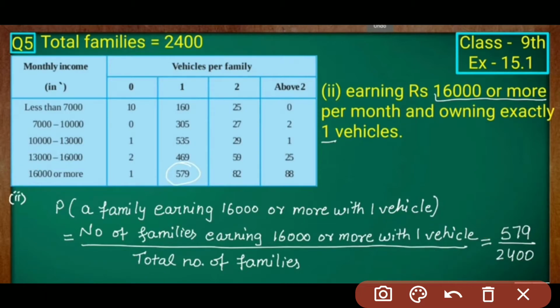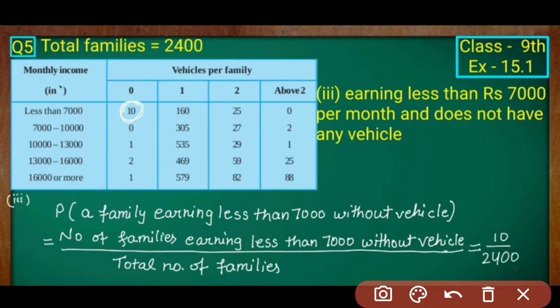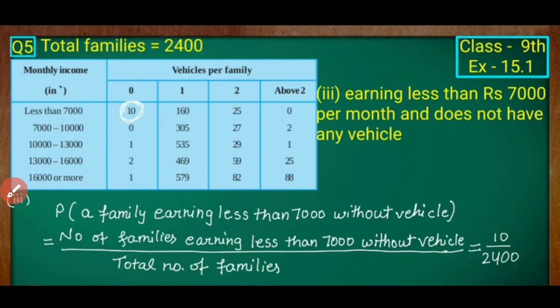Third condition we come across states: earning less than 7,000 per month and not having any vehicle. First condition, less than 7,000 per month, and the number is 10. That is, the number of families having less than 7,000 earning source and no vehicles is 10. So 10 out of 2400, which we reduce by cancelling the 0s, gives 1 upon 240 as the probability for condition number 3.